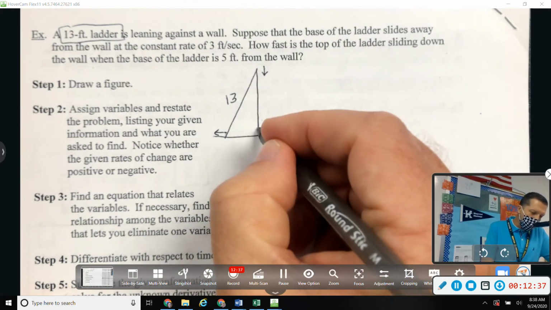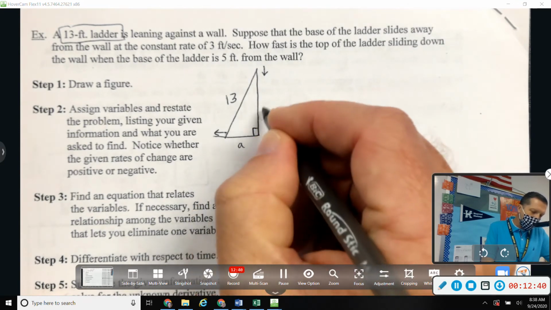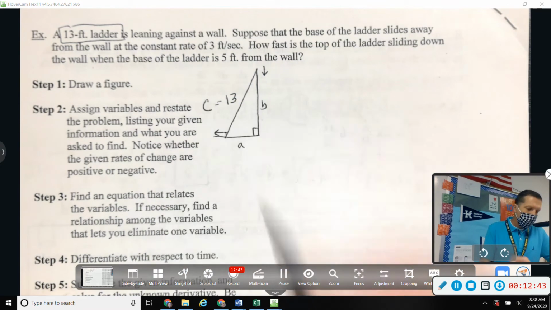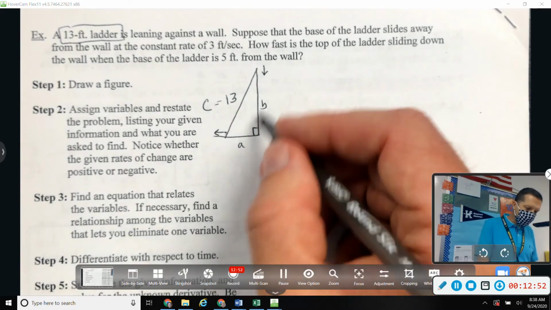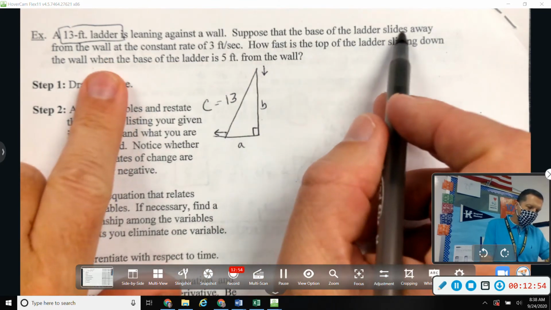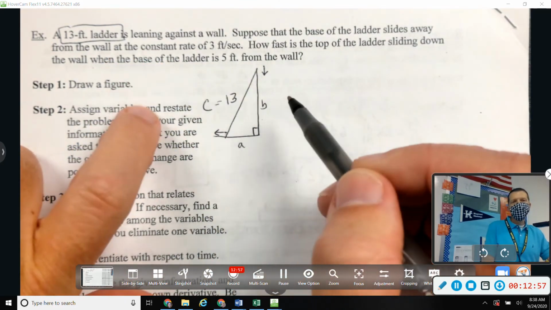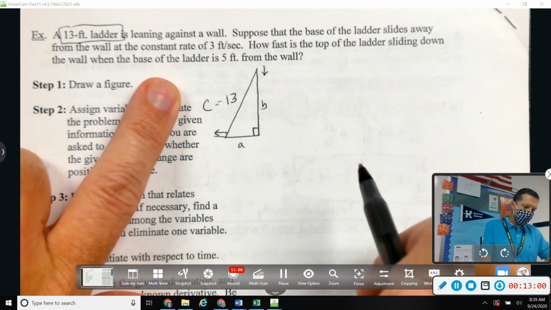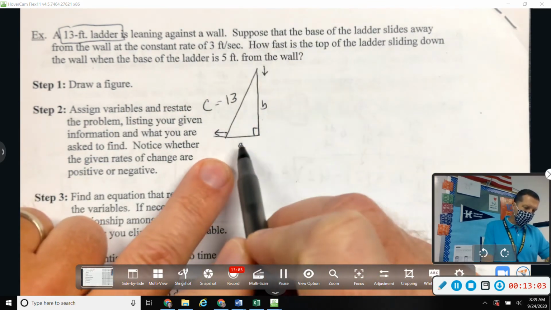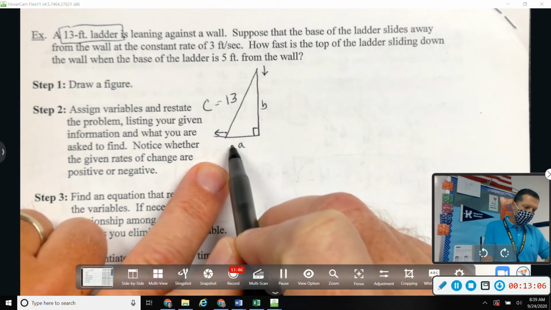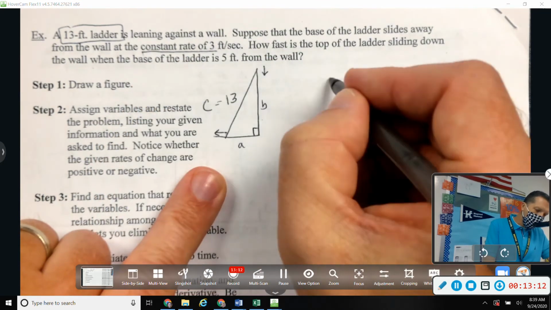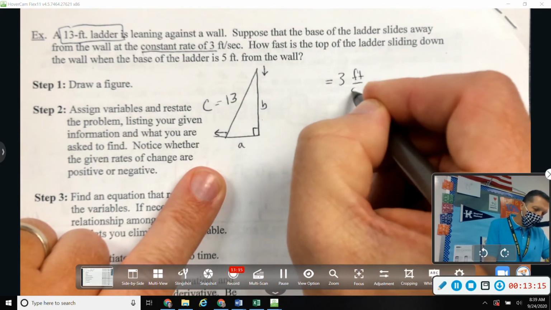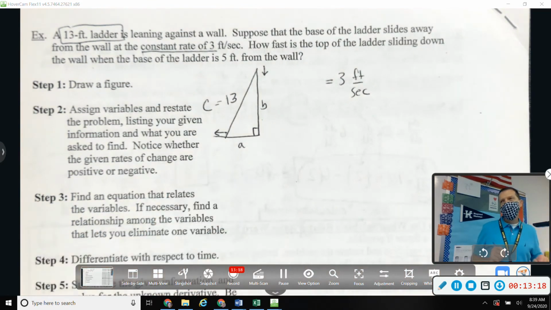We're going to need some variables in here. I think a, b, and c would be great choices, because that is a squared plus b squared equals c squared. And I need to label them something so that I can make sense of the rest of this problem. I can translate into math now. So the base of the ladder slides away from the wall at a constant rate of 3 feet per second. So what is equal to 3 feet per second in terms of my picture? Can you tell?